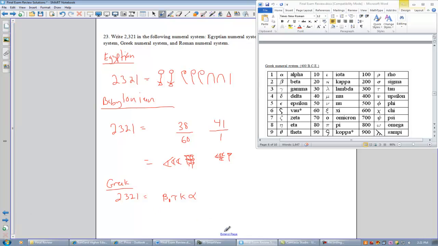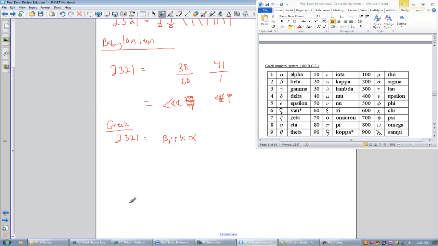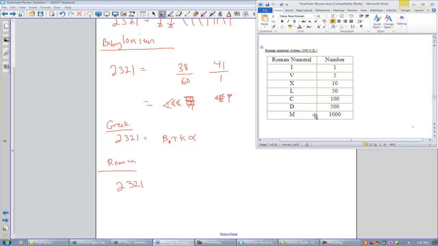And then finally, if we want to do it in the Roman numeral system, how would we do it? So 2,321. We'll scroll down here to the Roman numeral system, and we have 2,000. So I'll write 2 M's for 2,000. And then I need to express 300, so I'll write 3 C's. And then 20, which I'll write 2 X's.